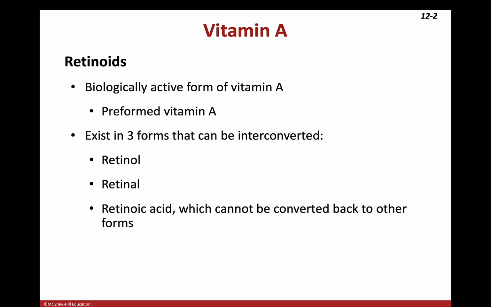Vitamin A quite often will be referred to as retinoids, and these are the actual biologically active form of vitamin A. They are also referred to quite often as preformed vitamin A. It exists in three forms that can be interconverted: retinol, retinal, and retinoic acid. Now keep in mind, retinoic acid cannot be converted back to other forms.